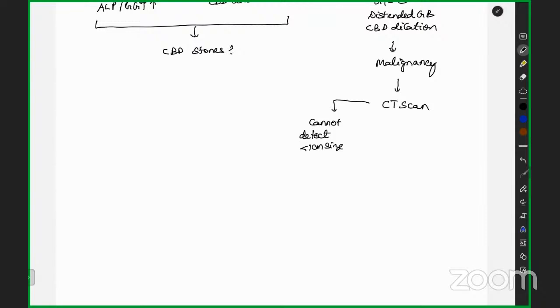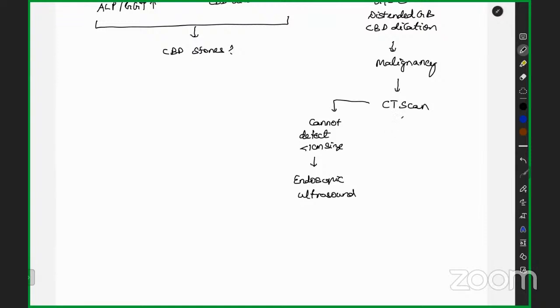That is a problem. If you cannot detect it, then you're going to go for an endoscopic ultrasound. Endoscopic ultrasound is the next step of management. If you cannot detect the lesion when it is less than 1 centimeter, you're going to go for an endoscopic ultrasound. After doing endoscopic ultrasound, you're going to see whether there is any pathology or not.